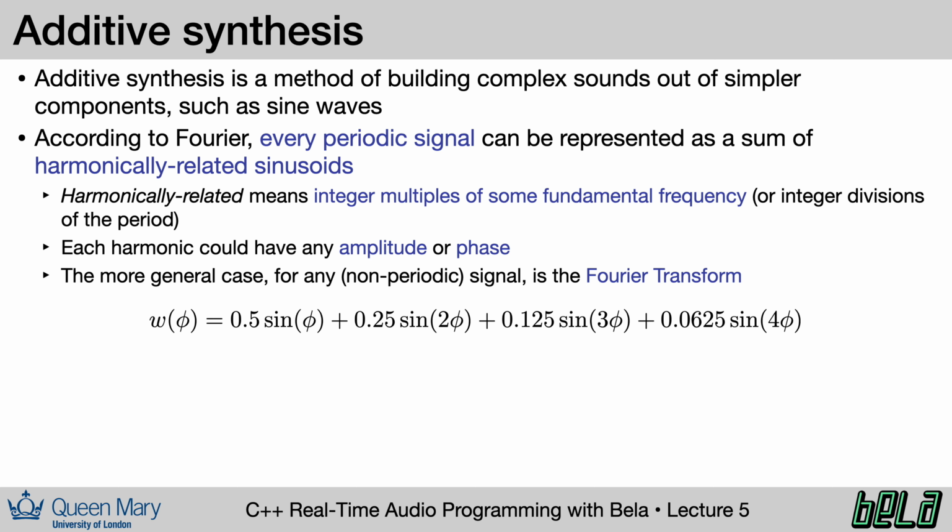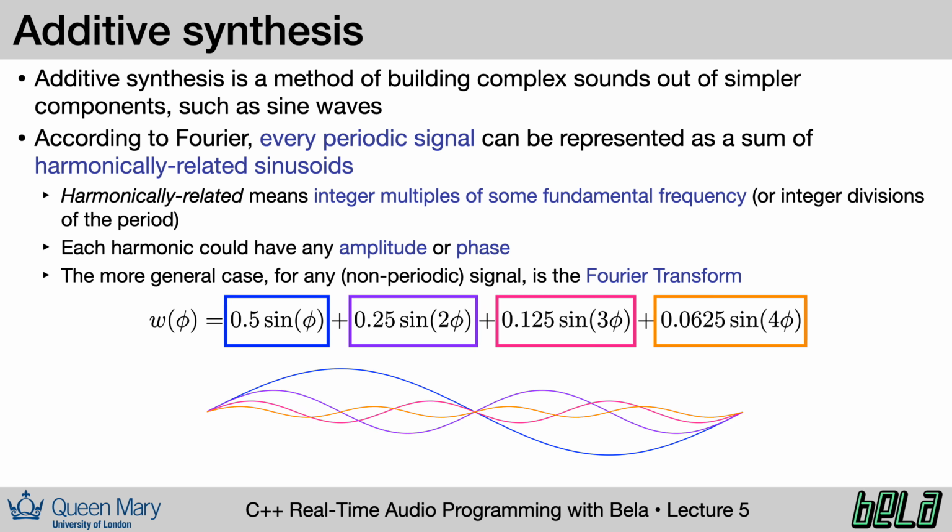Let's look at an example that we saw in a previous lecture. We had defined a signal called W of phi, where phi is the phase, and it was the sum of 4 different sinusoids, 1, 2, 3, and 4. And these sum together to form the black signal that we see here. So to turn this around, what Fourier theory tells us is that this black signal can always be decomposed back into these original 4 sinusoids.